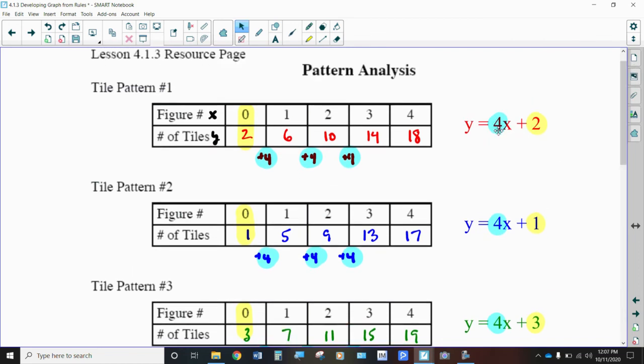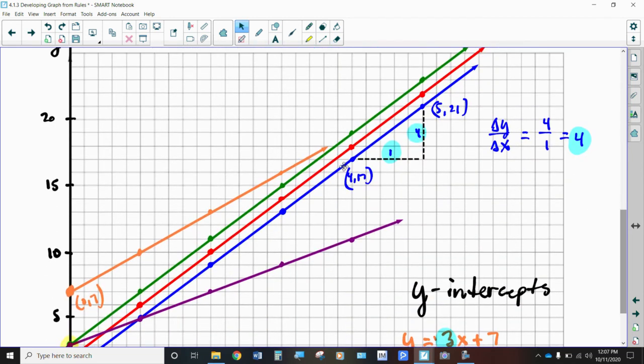Okay, so where do we see growth happening in the rule? It's the number that's being multiplied times x. Where do we see growth in the table? That is how much the y value increases for every time the x value increases by 1. Where do we see it in the graph? It becomes what we call a growth triangle, where you get the change in y over the change in x, or what sometimes we will call the rise. That's how much it goes up. That's the change in y over the run.